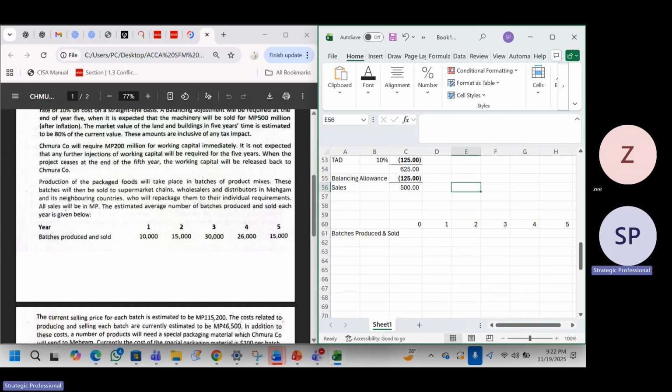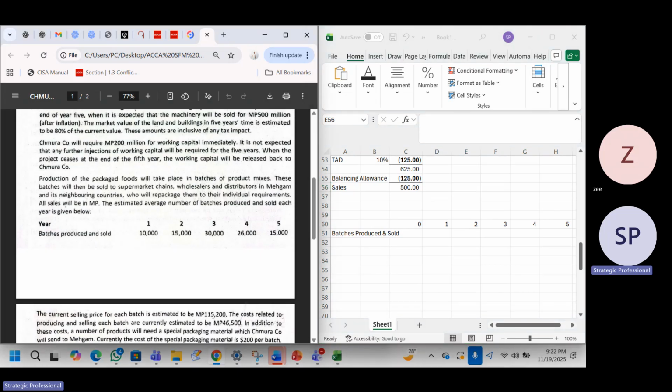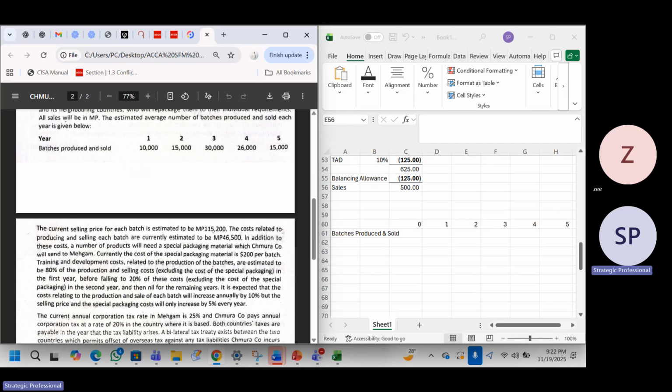All right, so we have this here. So let's start plugging in the information as given in the question. So they told us that these are the batches produced and sold, right? They now told us that the current selling price for each batch is estimated to be 115 peso, right? So the current selling price is 115.